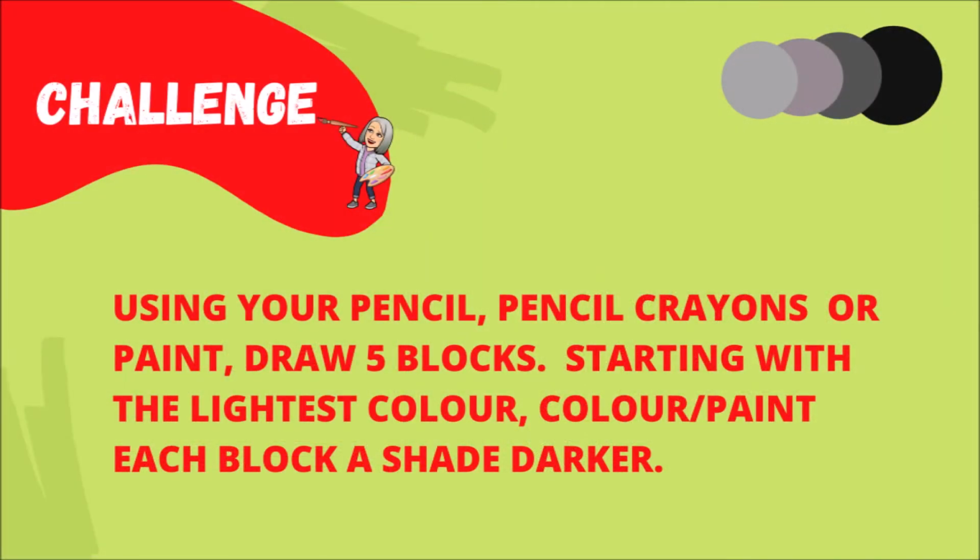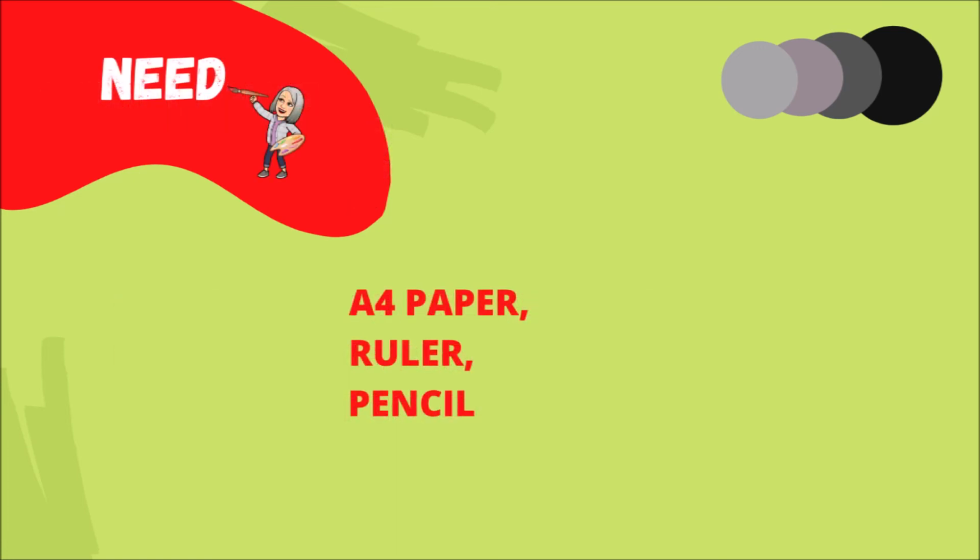Now we're going to try this in class. I know you can do it. Enjoy. Using your pencil, pencil crayons, or paint, draw 5 blocks, starting with the lightest color. Color or paint each block a little darker. You will need an A4 paper, a ruler, a pencil, and if you're going to use color, any colors.